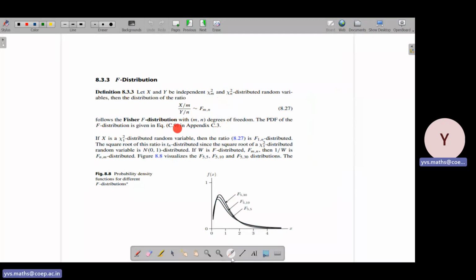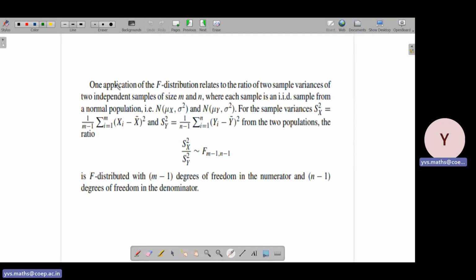PDF of F distribution is given. We are not going into the details of the definition of the probability density function for the statistic. But you should understand, as chi-square is not a symmetric distribution, the F statistic being a ratio of two chi-square distributions is not a symmetric distribution, it is a non-symmetric distribution. So the nature of the probability density function is like this, as shown in the figure.